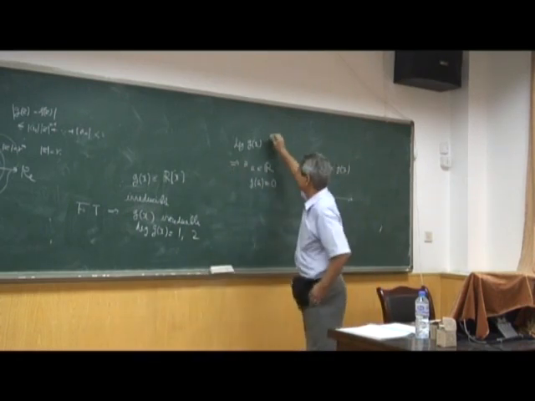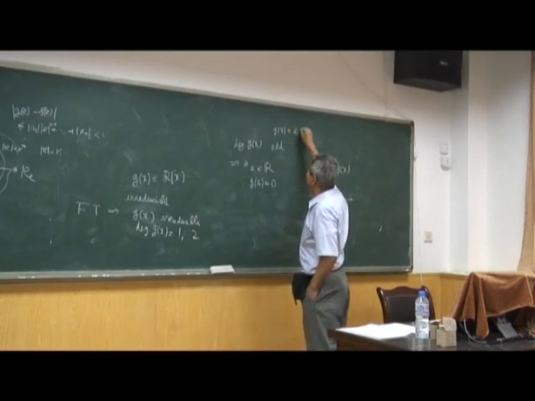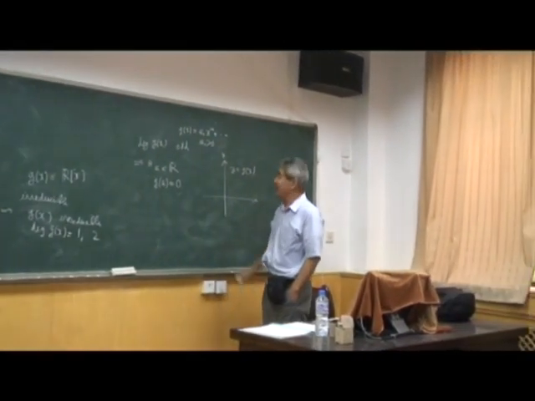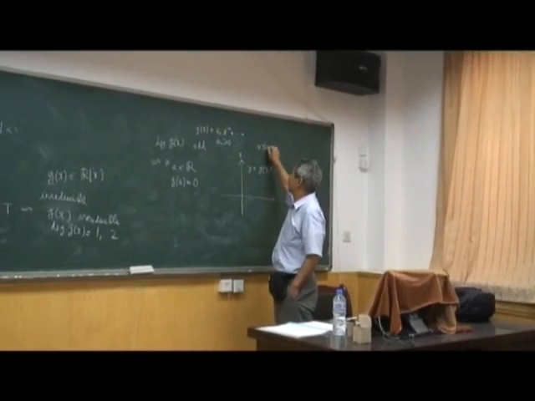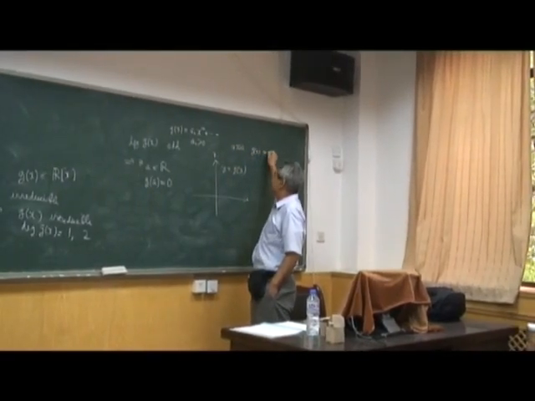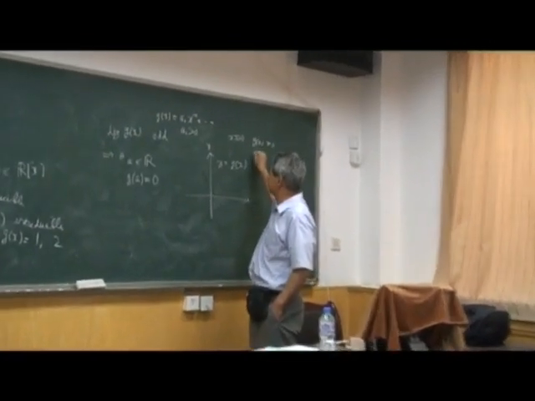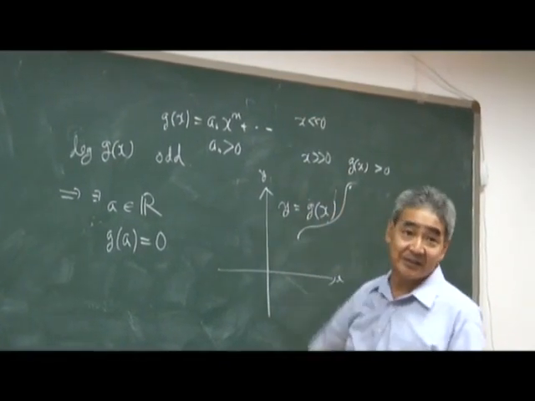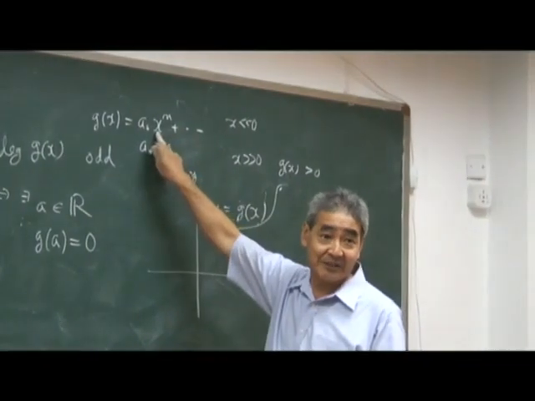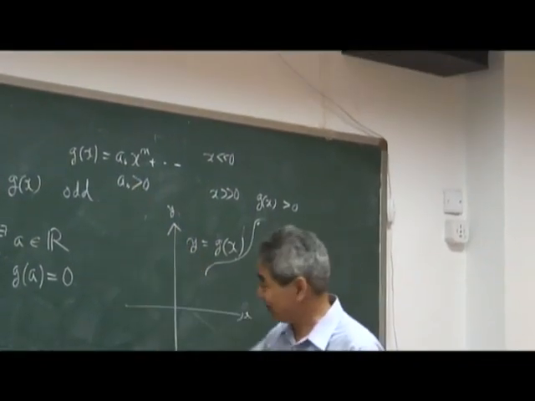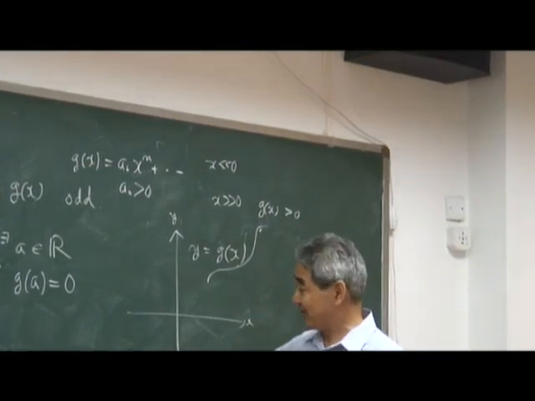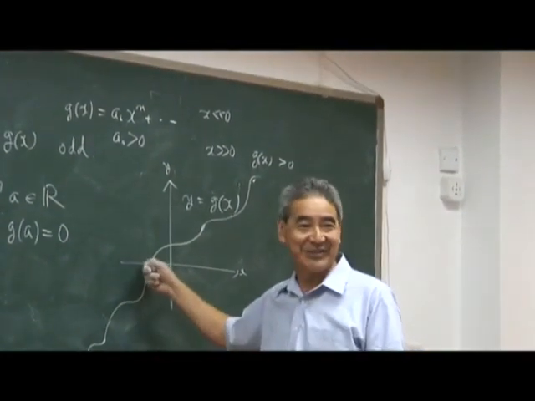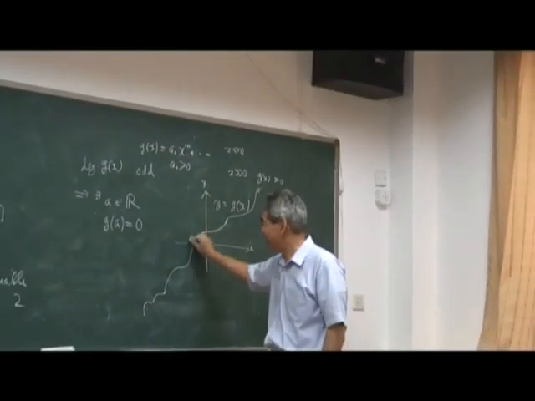And for simplicity, assume that gx starts from a0 x^n, and a0 is positive. Then, if x is sufficiently large, gx is always positive. So the graph goes to something like that. This is the positive part. But if x is sufficiently negative, then this becomes negative, since n is odd. So something like this. So by the mean value theorem, or imagination, it should always hit the real axis. Okay, so you can find some A here.